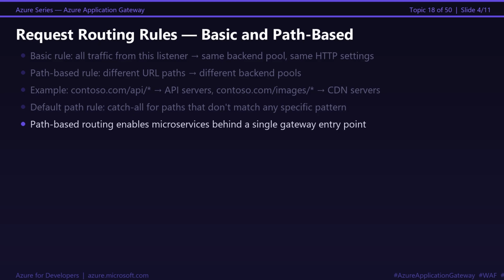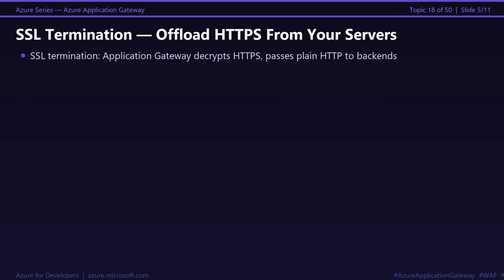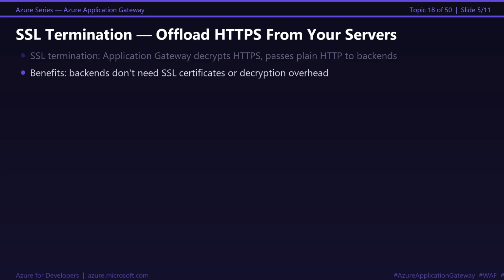Here's how it works. Your client connects to Application Gateway over HTTPS. The gateway decrypts the traffic. It then passes plain HTTP to your backend servers. Your backends never see HTTPS. No certificates to manage on each VM. No TLS overhead on your application servers. The gateway handles all of it.